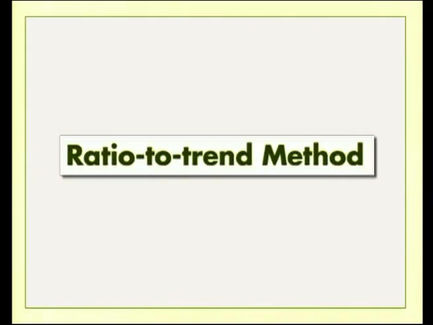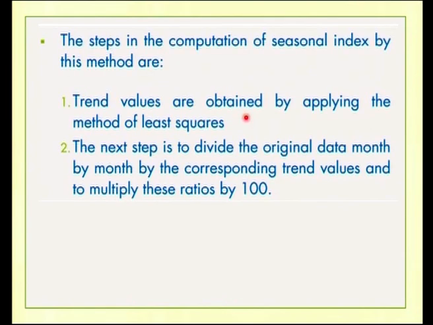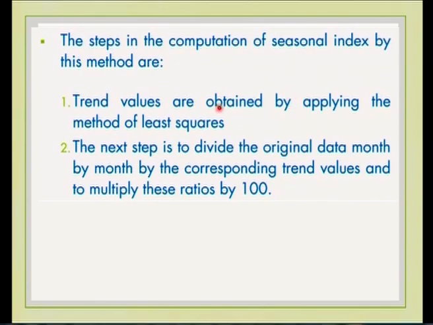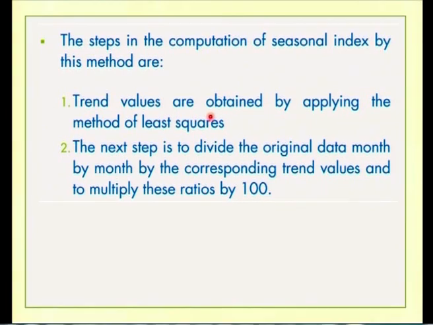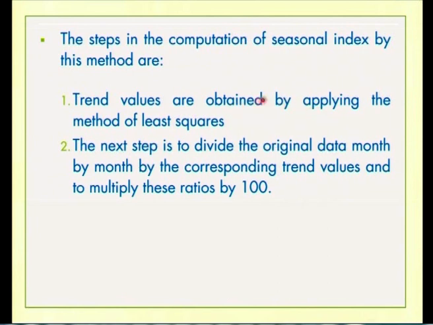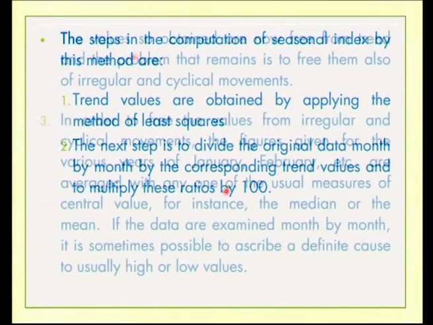After discussing the method of simple averages, the next method to find seasonal fluctuations is the ratio to trend method. The steps in the computation of the seasonal index by this method are: trend values first of all are obtained by applying the method of least squares. Among the methods for calculating trend, the method of least squares is very important and gives you accurate values. The next step is to divide the original data month by month by the corresponding trend values and to multiply these ratios by 100 to get it in the format of a percentage.